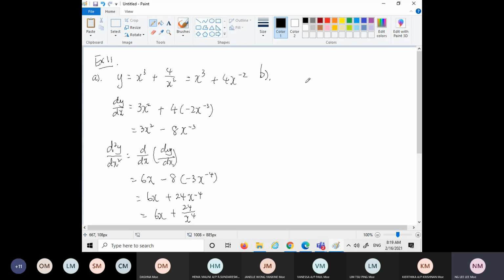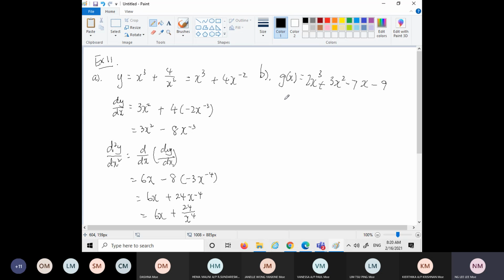Okay, if g(x), they give you another function. This is g(x): 2x to the power 3, the same as the example just now. It's a cubic function, minus 9. So you know that after the first differentiation, it will reduce and become a quadratic function. Then after the second differentiation, it should reduce to a linear function.